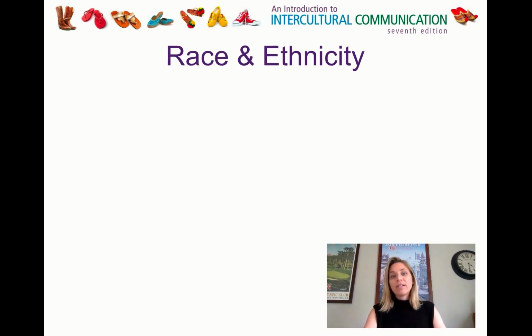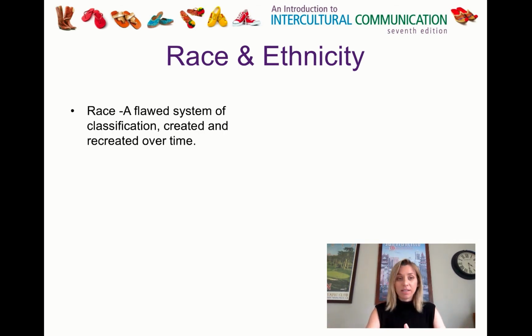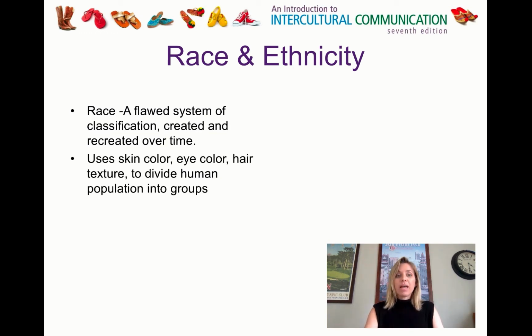Okay, so race and ethnicity. I'm going to give you these two terms here because a lot of times people get confused about the difference between race and ethnicity. So race, according to our textbook, is a flawed system of classification created and recreated over time. So it's important to know that definitions of race have been changing and evolving throughout human history. And categories include things like skin color, eye color, hair texture to divide human populations into groups.